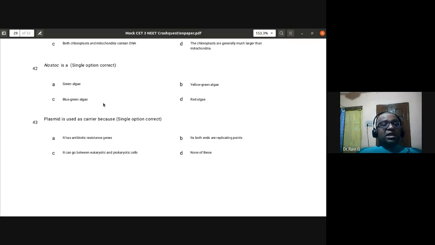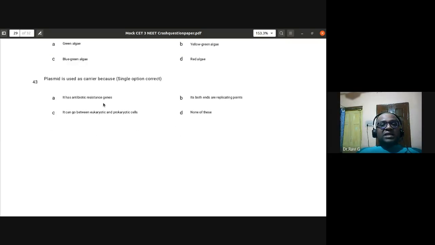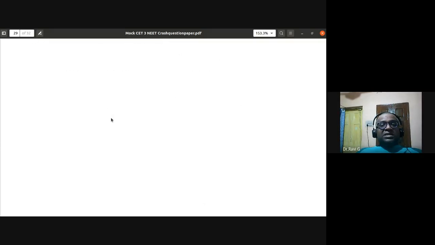Okay. So the 43rd one, plasmid is used as a carrier because it has antibiotic resistant genes. Its both ends are replicating points. It can go between eukaryotic and prokaryotic cells. None of this. Which is the correct option? So for the 43rd, A is the option. It has antibiotic resistant genes.